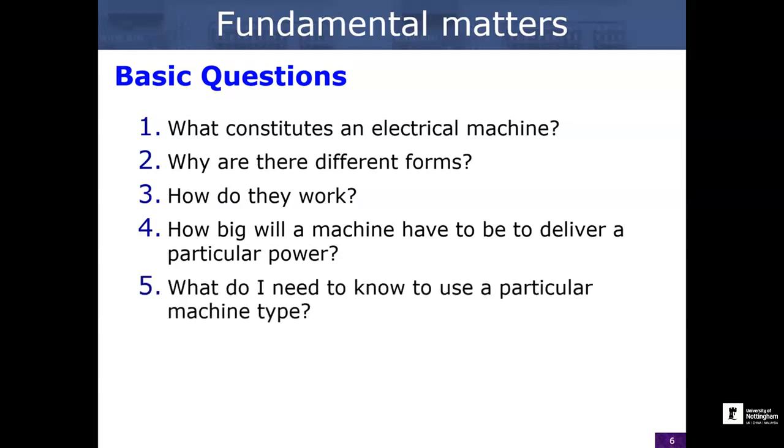What do I need to know to use a particular machine type? Again, these are application questions. If you want to do a particular job and you know you need this particular machine type, what kind of characteristics do you need to specify? What do you need to know about the supply you're putting to it? What do you need to know about how you're coupling it up? How does it need to be controlled? And what kind of limits will it operate in, in terms of environment, temperature, and so on?